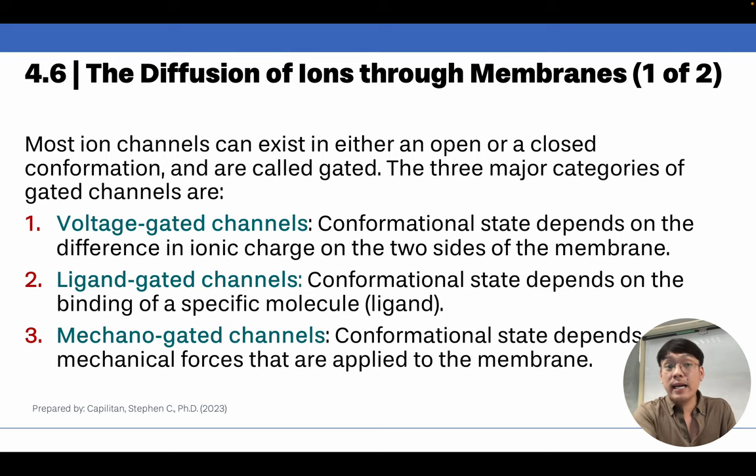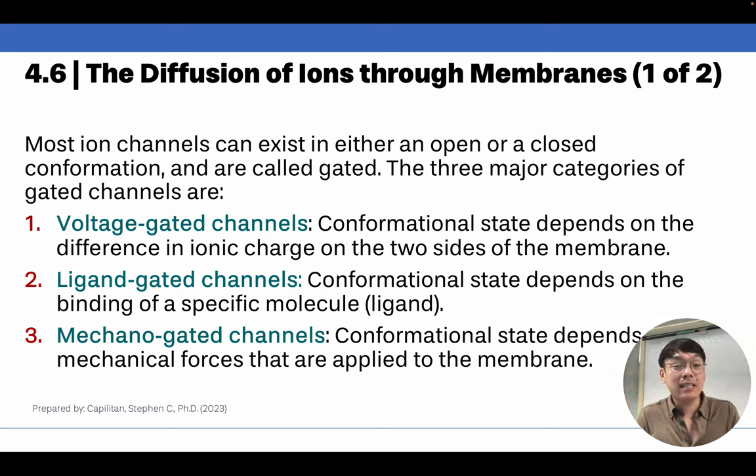Now we talk about diffusion of ions through the membranes. Most ion channels can exist in either an open or closed conformation. That's why we call them gated. As you remember, gates have opening and closing fences. The three major categories of the gated channels are voltage-gated channels, whose conformational state depends on the ionic charge difference on the two sides of the membrane. So we will measure extracellular and intracellular, cytosolic, and the extracellular matrix part, outside the cell.